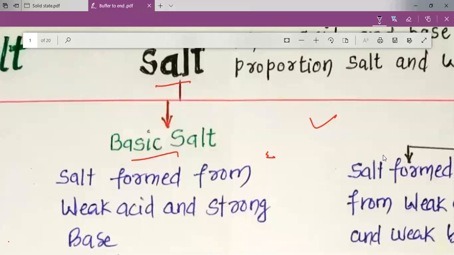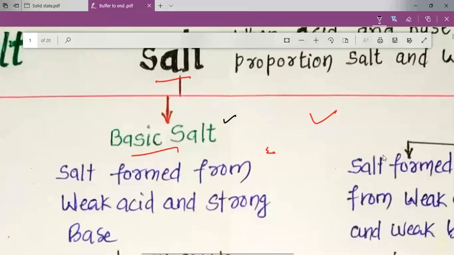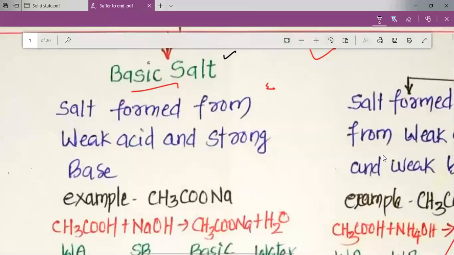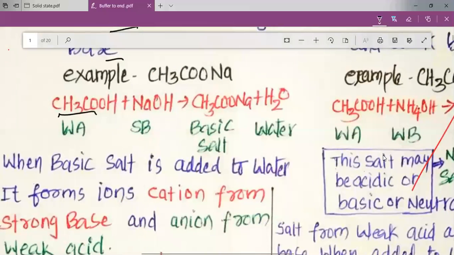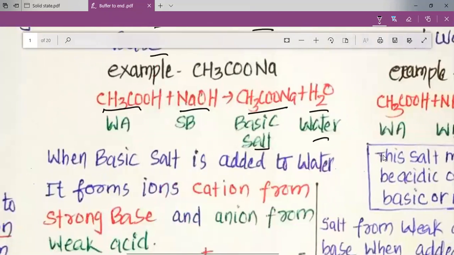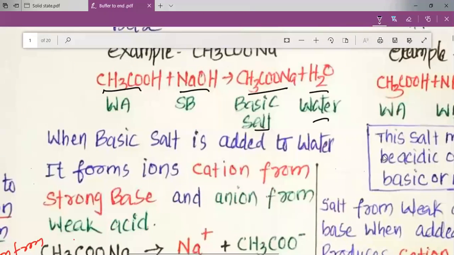Thank you, dear students. So now let us study about the basic salt. You know, this basic salt is the salt formed when weak acid and strong base react with each other. So we have this weak acid CH3COOH, which reacts with the strong base NaOH, which gives us the basic salt and water.